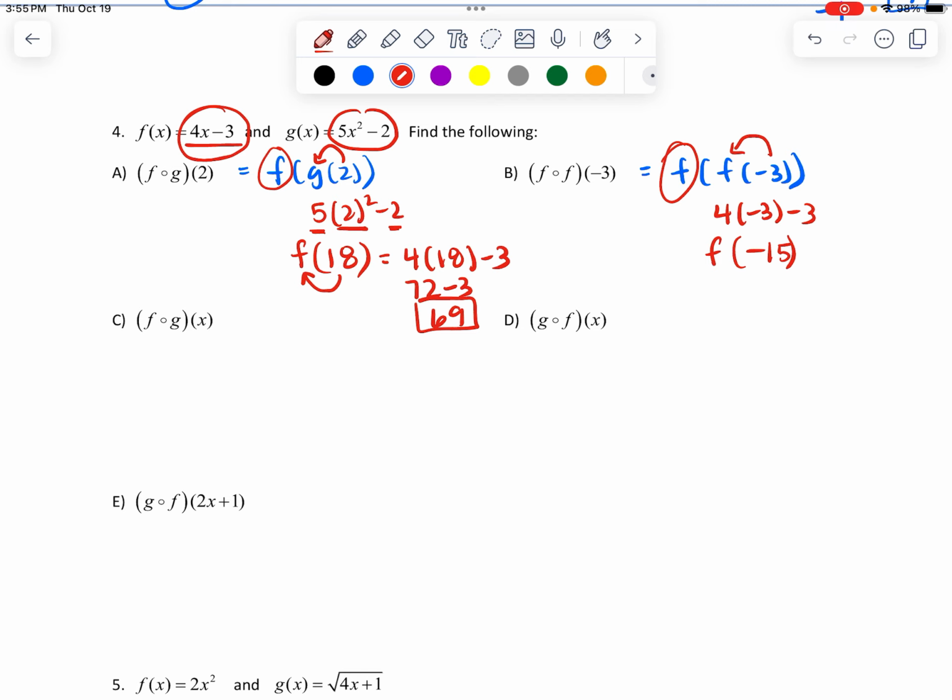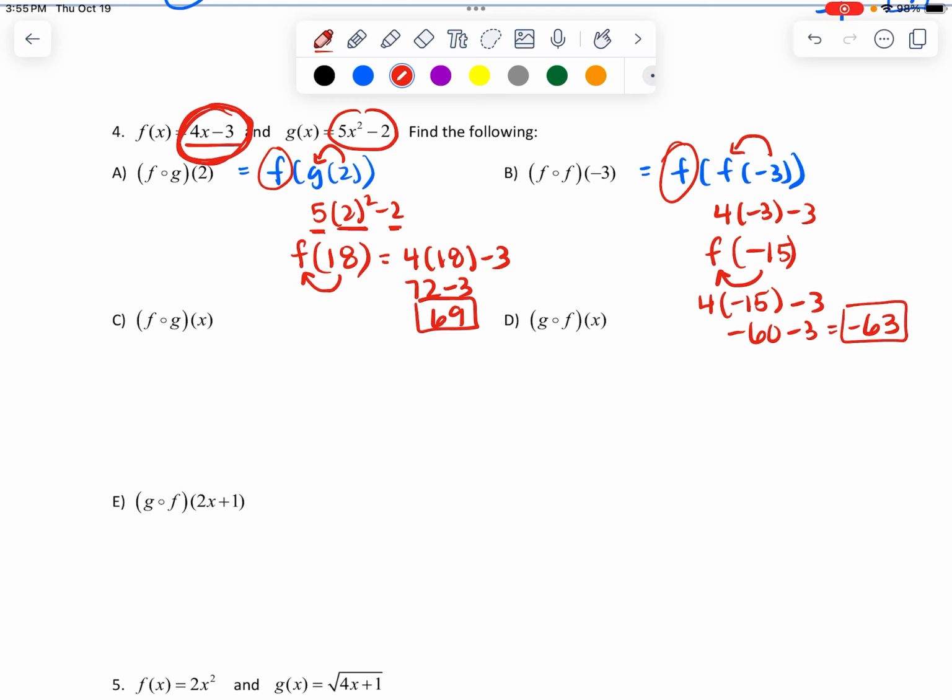But again, I'm not done yet because I still have this other f. Now it says plug that answer into f again. So I'm going to plug it into here again. So this is 4 times negative 15 minus 3. 4 times negative 15, that's negative 60. Negative 60 minus 3 is negative 63.